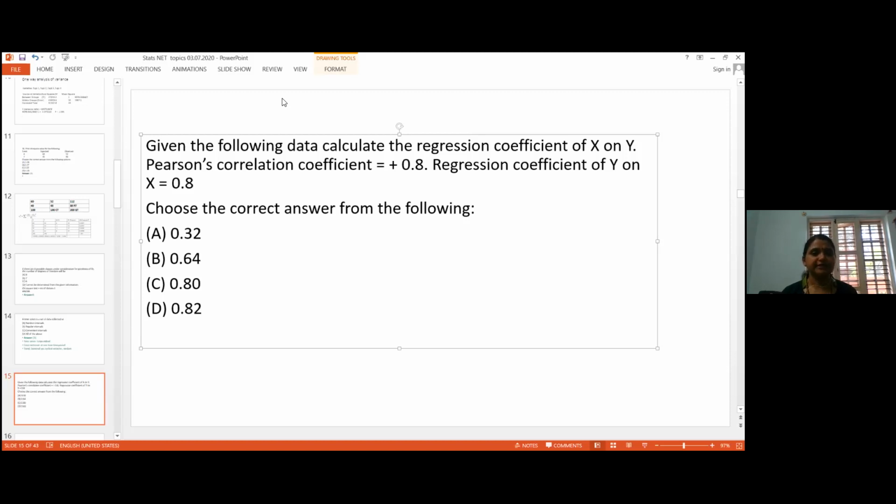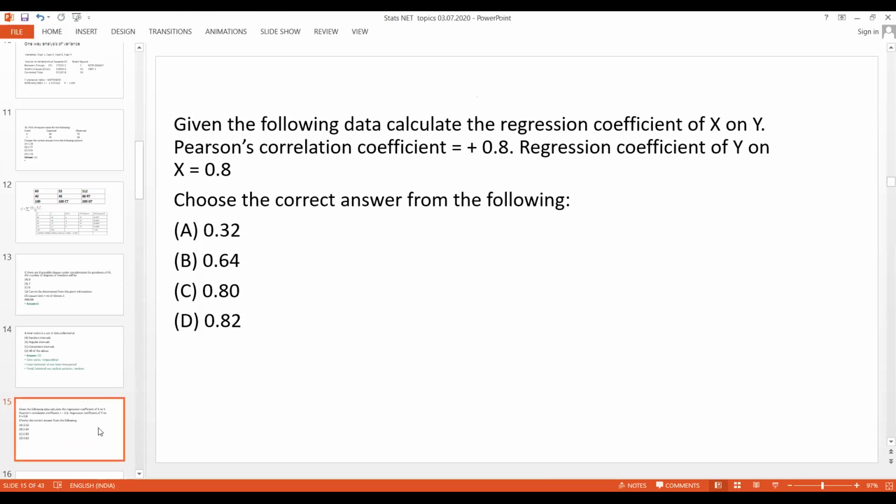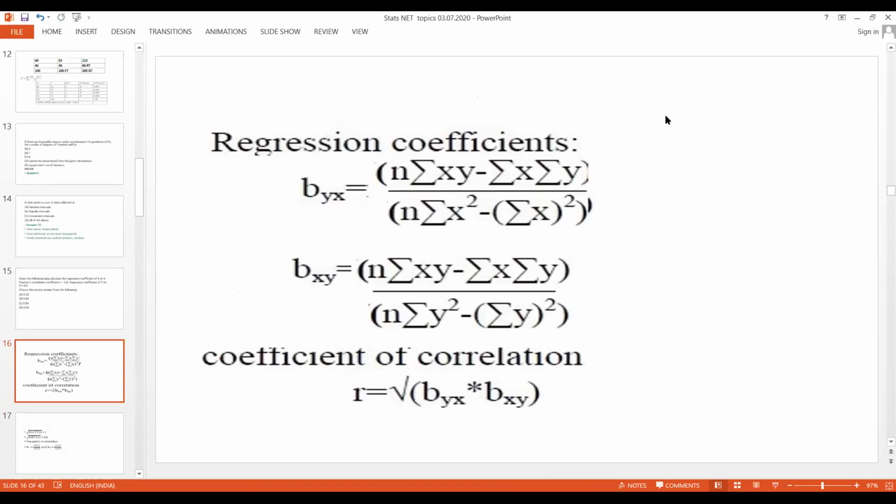Let's see the formula. We might have forgotten the formula. I don't know why it's not popping up by itself.